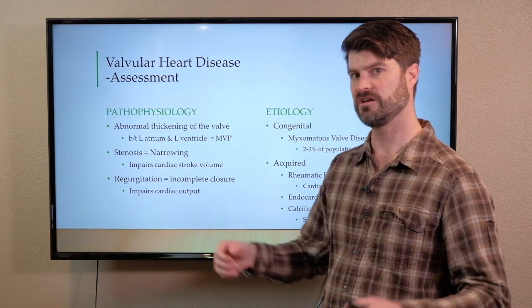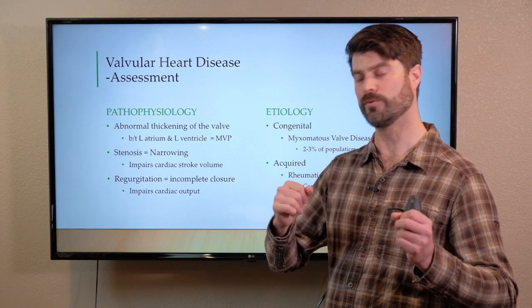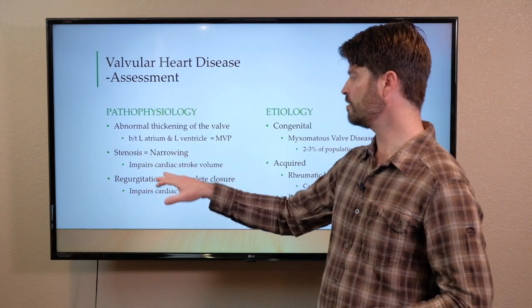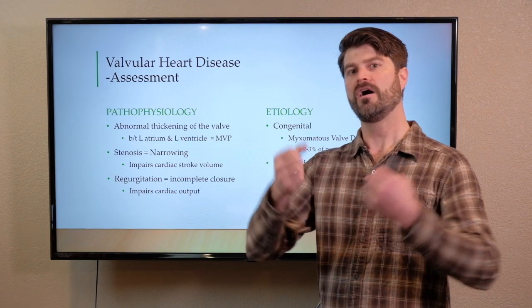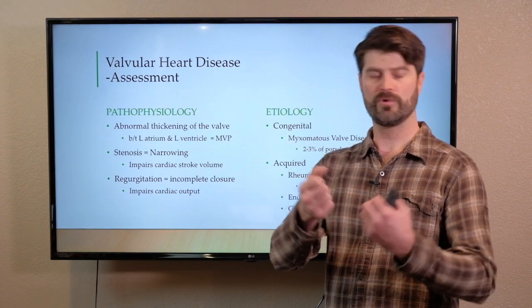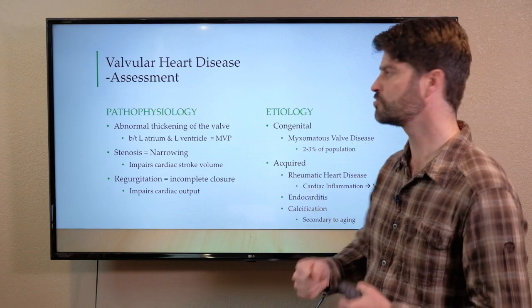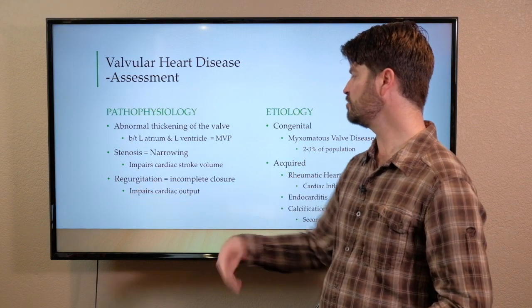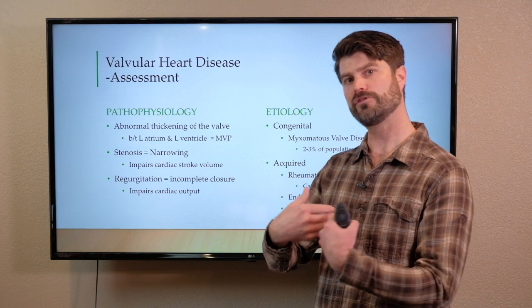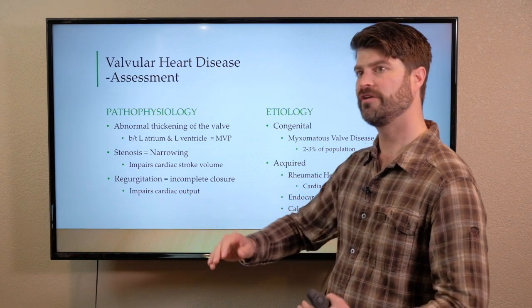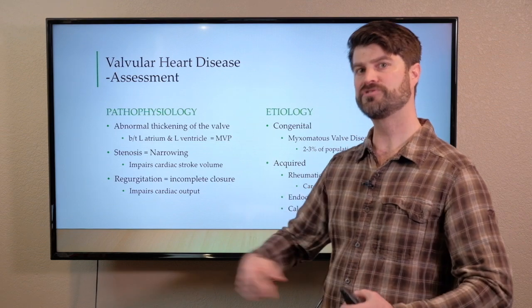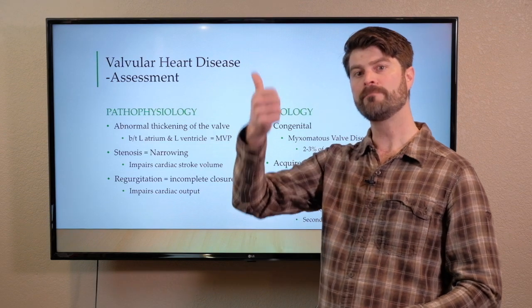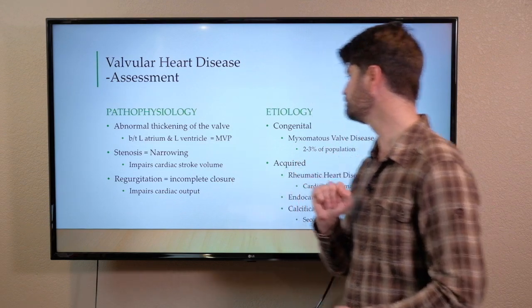So we can see this in the peripheral vascular system, which we're going to look at in a little while. And we can see it in the heart, specifically around the valves. This impairs cardiac stroke volume, so the amount of blood that's ejected when the heart muscle contracts. So that can affect both the atria and the ventricles. And then regurgitation, we talked about, is caused by that incomplete closure of the valves, which leads to blood flowing backwards in the normal circulatory direction. So it's that flow of blood from the ventricles to the atria, not just from the atria to the ventricles.